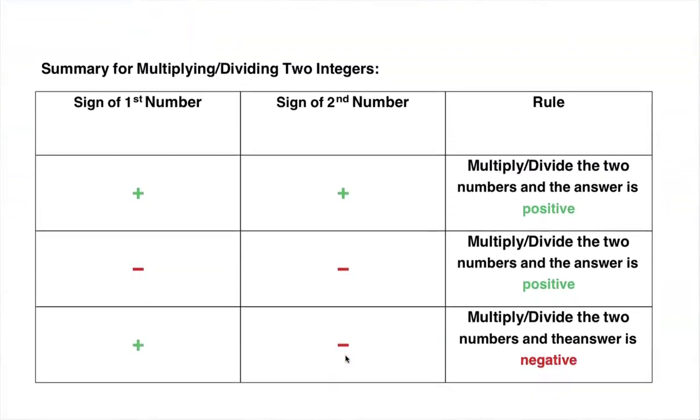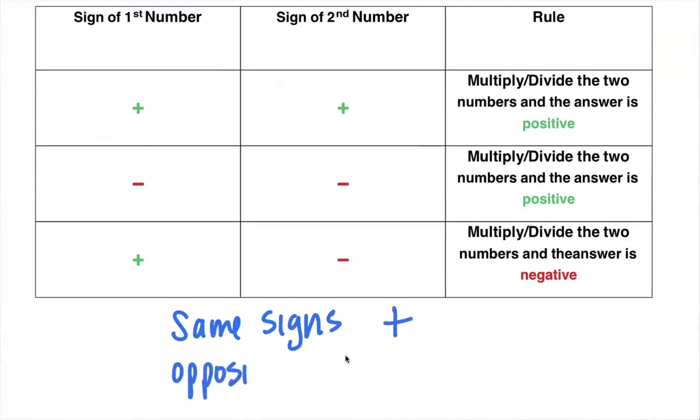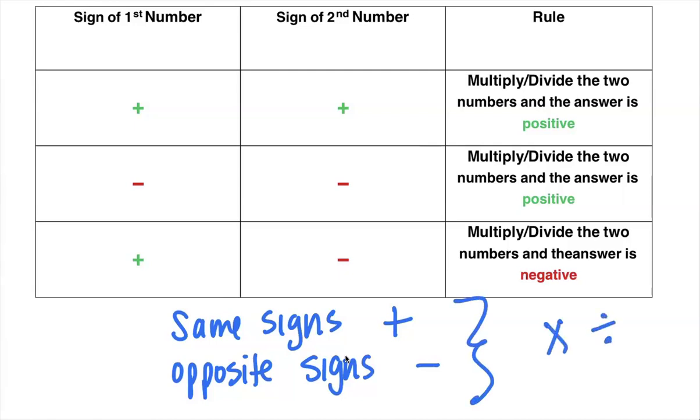Okay, you can read through that. There's a summary of your signs. Again, this can collapse into: if the signs are the same, the answer is positive. If the signs are opposite, the answer is negative. These are the rules for multiplication and division. These are not the rules for adding and subtracting. So don't try to put them all together and think everything works like this. This is just for multiplying and dividing.